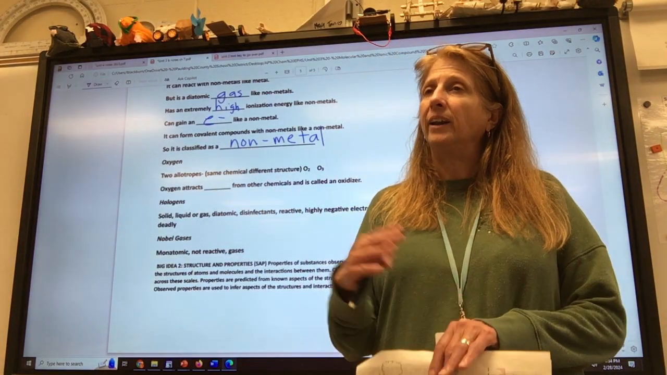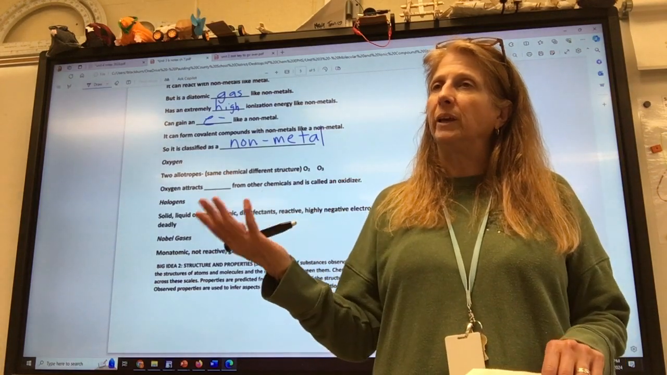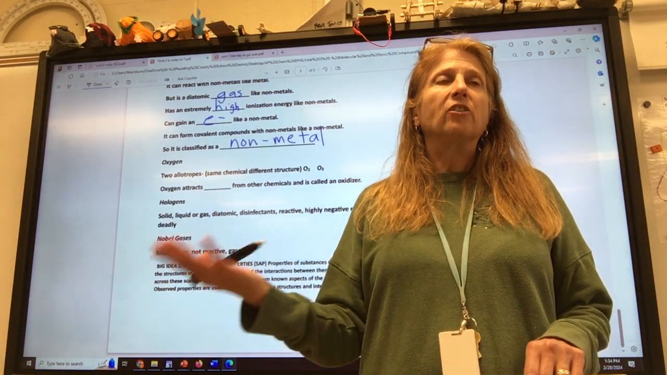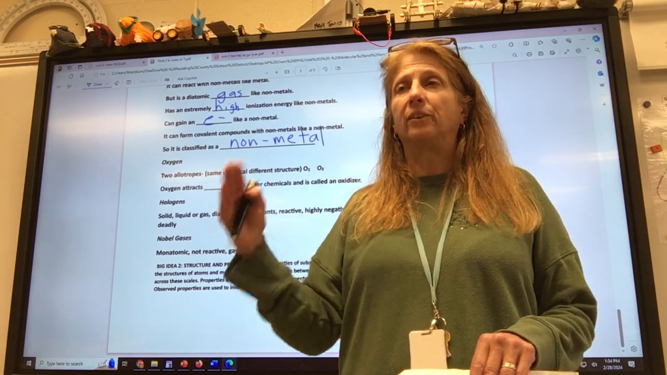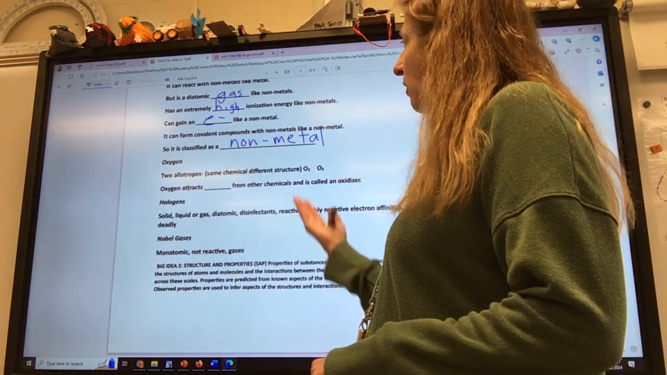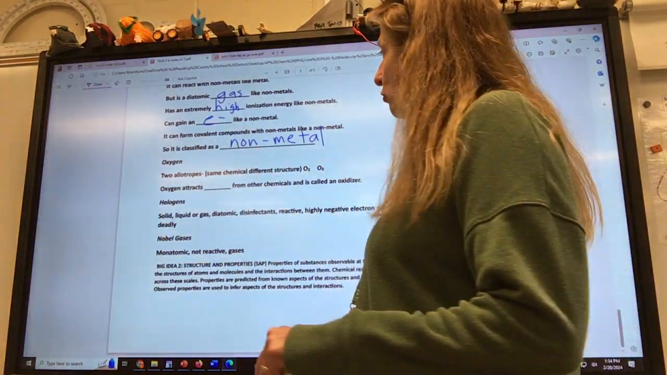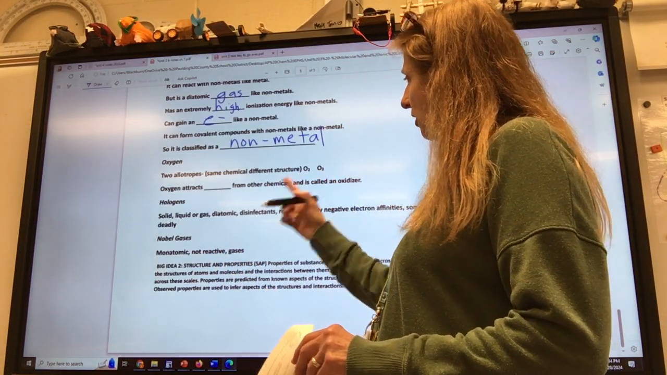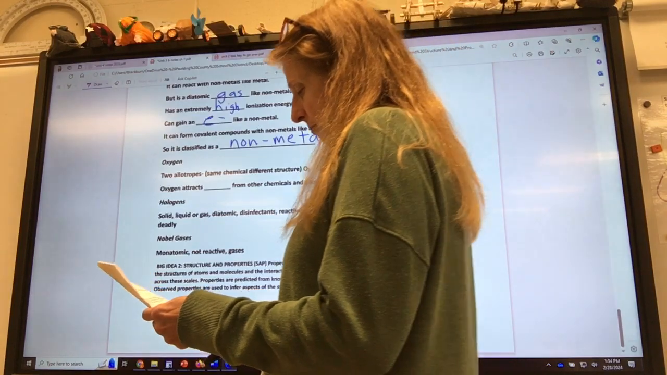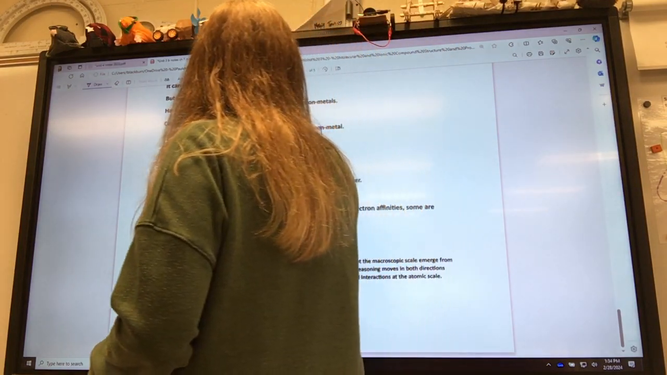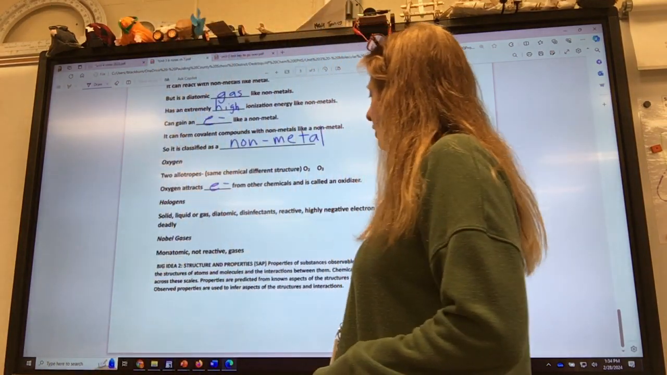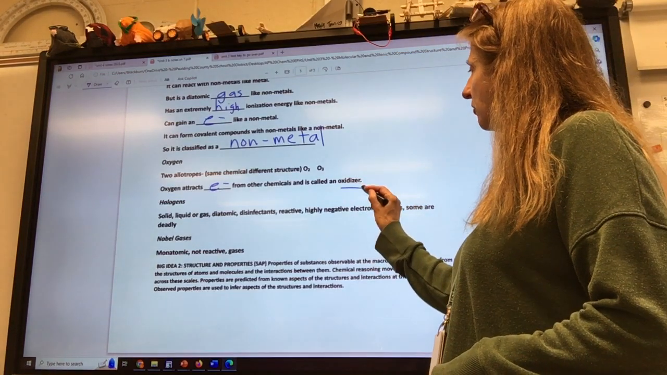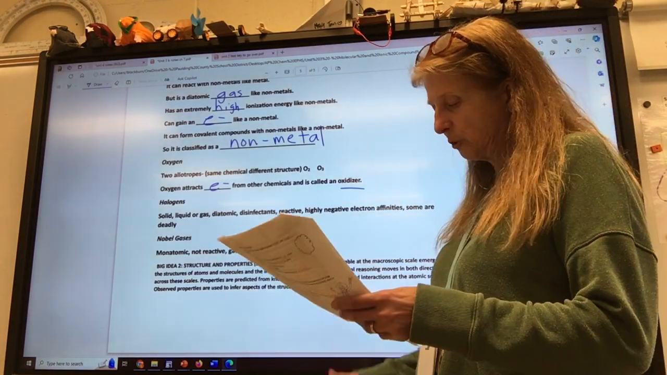Carbon could be graphite, it could be soot, it can be a diamond, right? So carbon has different allotropes. Well, oxygen has two allotropes. It could be O2 or O3, the oxygen we breathe, and ozone. You all know about ozone, okay? Oxygen attracts electrons from other chemicals, so therefore it is called an oxidizer. So that's something about it.